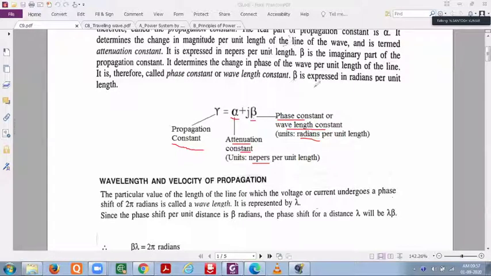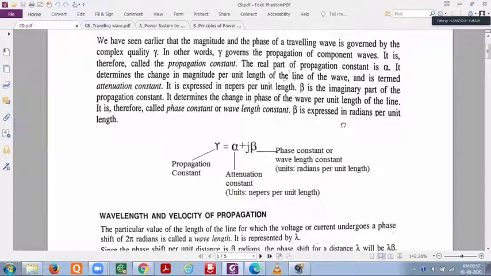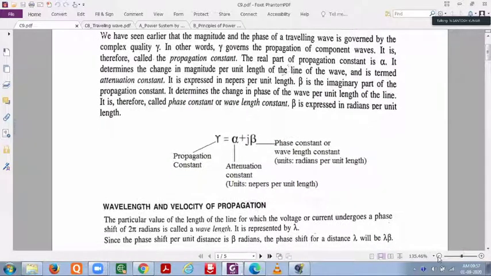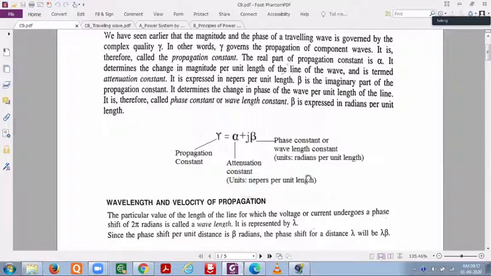So this is your propagation constant. So propagation constant has two terms. One is attenuation constant, one is phase constant. Right? So this is your propagation constant.